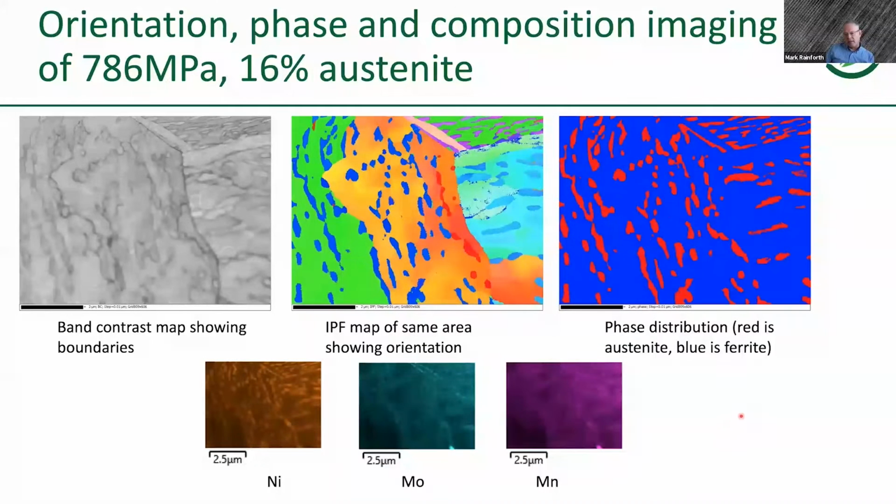If we look now at the lower austenite content steel with a higher yield strength, we see that the microstructure looks pretty similar. Clearly there's lower austenite, we can quantify that, but otherwise we would be very hard put to see any particular difference that's going on in this case.